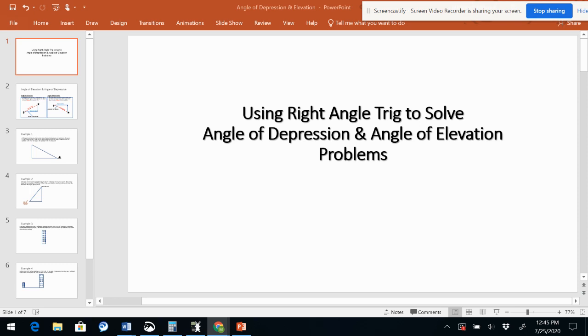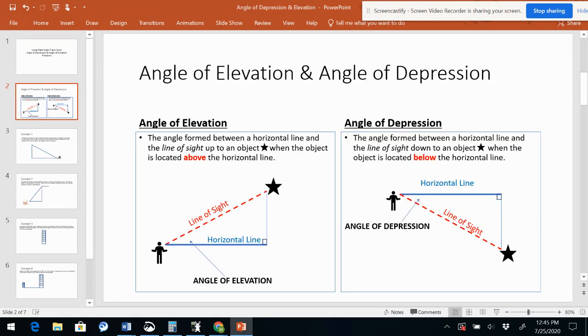In this video, we're going to look at using right angle trig to solve problems of angle of depression and angle of elevation. The first thing we need to do is look at what angle of elevation and angle of depression are. So the angle of elevation is shown in this first drawing on the left. We have a person looking up at a star in the sky.